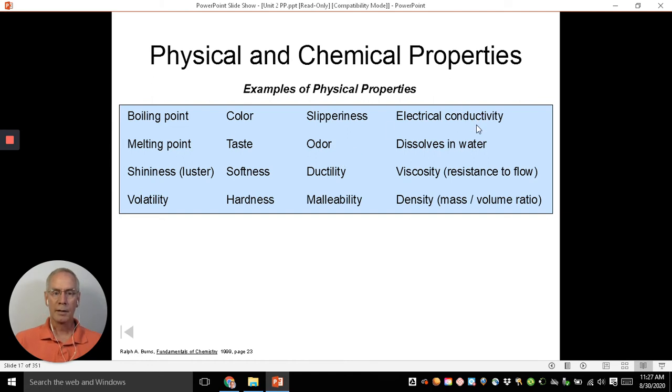You can tell if something conducts an electric current without changing it. Metals tend to be conductors of electricity. Non-metals tend to be what we call insulators. Those are physical properties. Some substances dissolve in water, others do not. We'll learn about the polarity of a substance, and we'll learn a mantra or a saying that like dissolves like. Certain things like water will dissolve water-soluble substances, but oil and water do not mix.